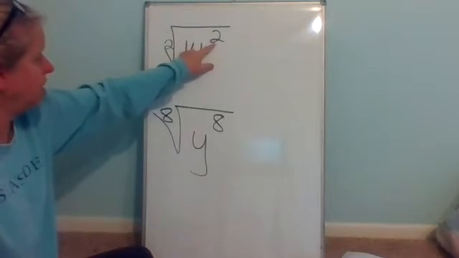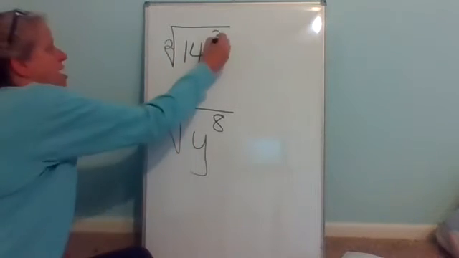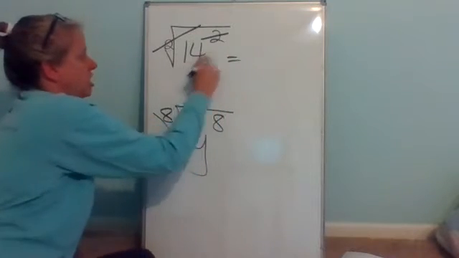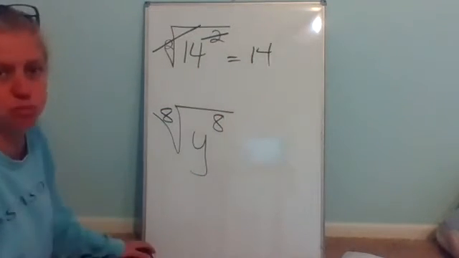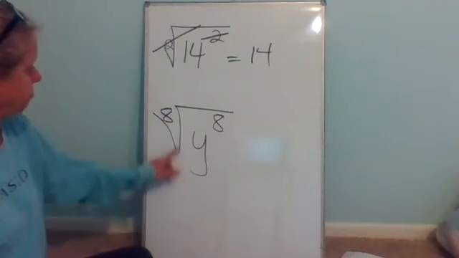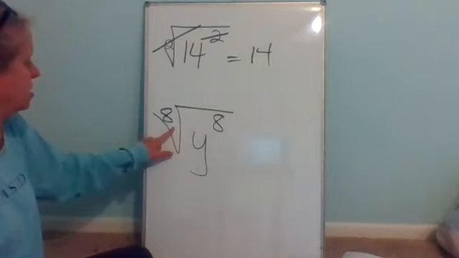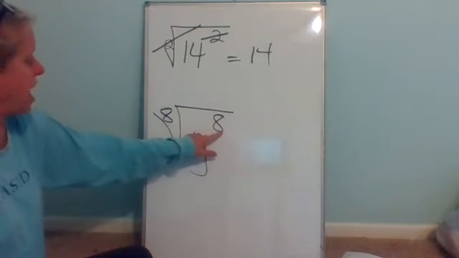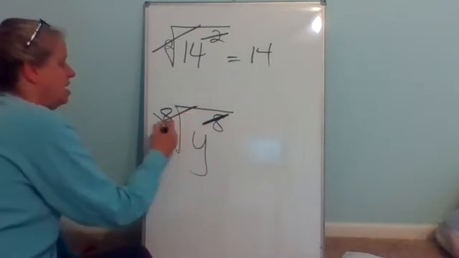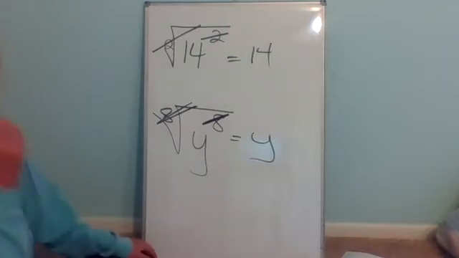Anytime that the power of what is underneath your radical and the root number are the same, it's like they just cancel each other out, and you are just left with what is under there. So that would just be 14. Same thing here. If the power of what is underneath here is the same number as the root, raising something to the 8th power and taking the 8th root of that same thing is just canceling each other out. So you are just left with y.